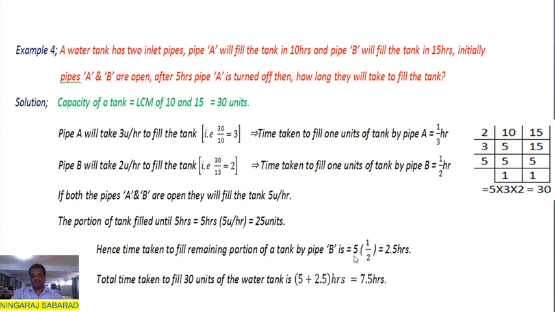So therefore the time taken to fill 1 unit of the water tank by pipe B is 1/2 hours. So that value we have to take here. So 5 into 1/2 gives 2.5 hours. So the remaining part of the tank can be filled in 2.5 hours. So therefore the total time taken to fill the complete tank, that means 30 units of the water tank, is equal to 5 plus 2.5 hours. So therefore total 7.5 hours.